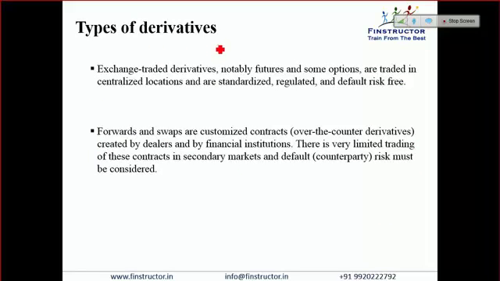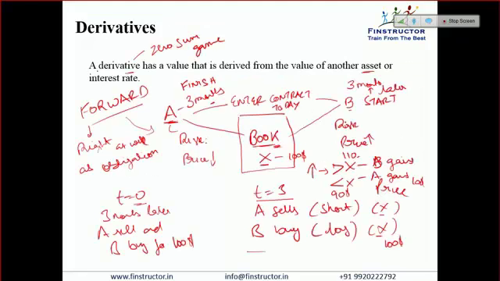Various types of derivatives exist. We'll study in more detail in the coming slides. So exchange traded derivatives, notably futures and some options, are traded in centralized exchanges or centralized locations and are standardized, regulated, and default risk free. Default risk free implies that the exchange, through a mechanism of margining and through a clearing house that we will study in detail, ensures that both A and B perform on the contract.